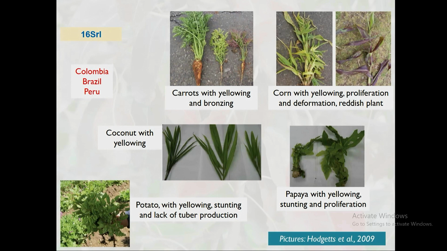Then other phytoplasmas also belonging to ribosomal group 1 were found in Colombia, Brazil, and Peru in different crops: carrots with yellowing, bronzing, dwarfing; corn with yellowing, proliferation, deformation, and reddish plants. It is so easy to recognize a little reddish plant in the field that is infected by one of the phytoplasmas belonging to group 1, not better specified. Coconut with yellowing, then papaya with yellowing, stunting and proliferation, and then potato with yellowing, stunting and lack of tuber production.